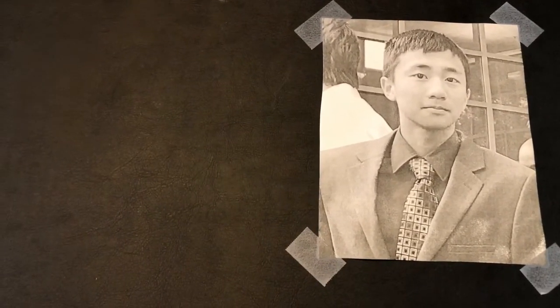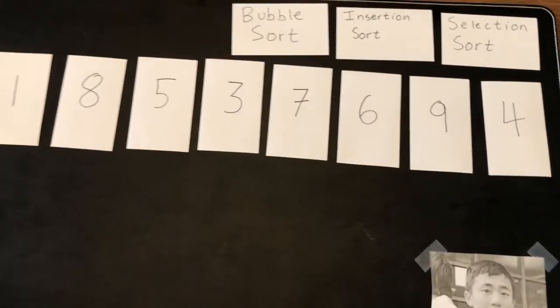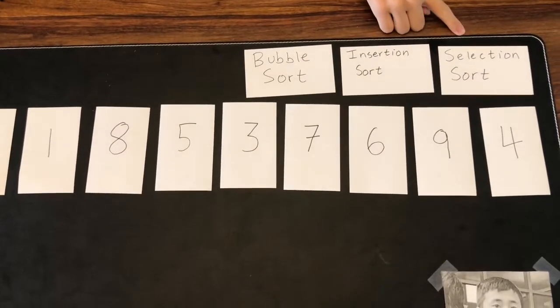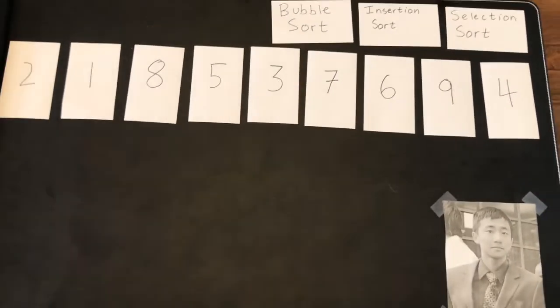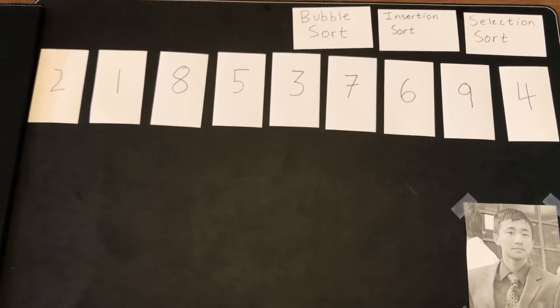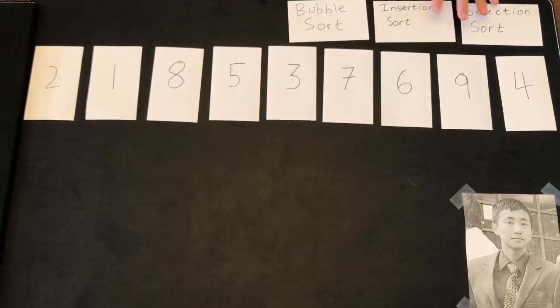Alex Jang needs to learn the 3 sorting algorithms for computer science class: the bubble sort, the insertion sort, and the selection sort. Unfortunately, his test is next period and he hasn't studied at all. Let's see if we can help him, starting with the bubble sort.